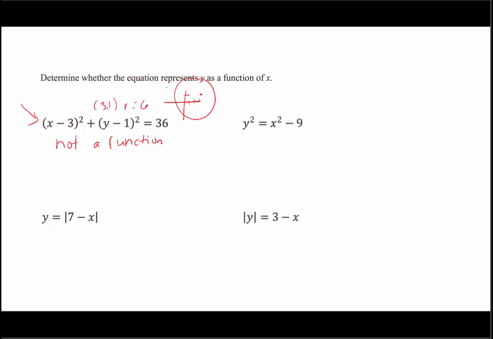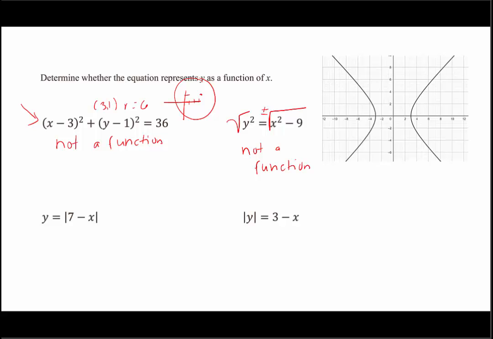How about y squared equals x squared minus 9? What do you think? Well, to get y by itself, what are we going to have to do? We're going to have to take the square root of both sides. And when we take the square root of the right side, we have to put that positive or negative. So we have to do that to make it mathematically sound. Including that positive or negative indicates to us this will not be a function.